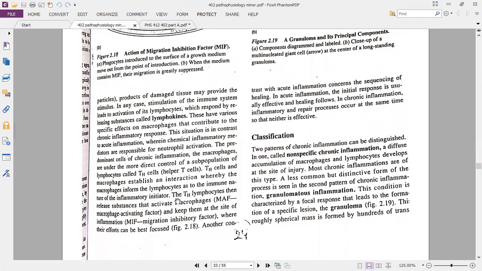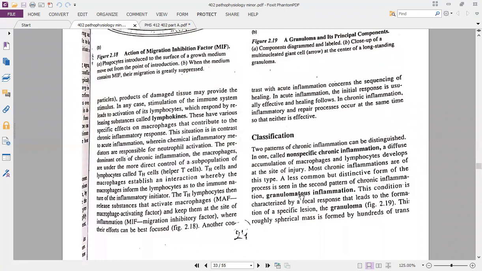So chronic inflammation is because the cause of injury is very much there, and the white blood cells are not going back into the blood vessel. The macrophages are staying within that tissue. When you classify chronic inflammation, it is classified into two patterns. Either it could be non-specific chronic inflammation, which is diffuse accumulation of macrophages and lymphocytes, which develops at the site of injury. Most chronic inflammations are of this kind.